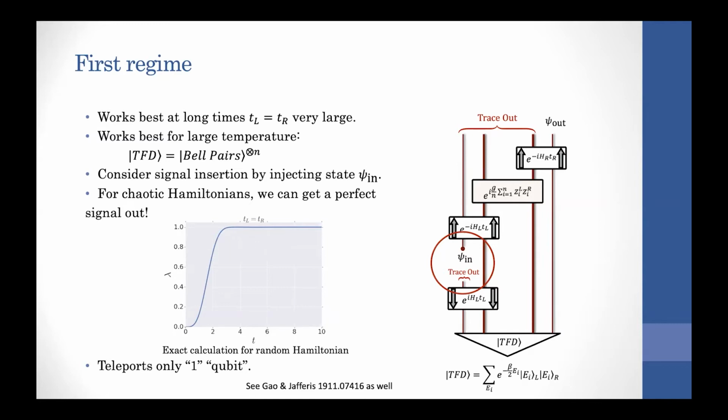And you can even see, for a non-holographic system, like a chaotic Hamiltonian, like a GUE ensemble, when you put random numbers in every matrix element, you see a good signal coming out after a certain time, after a scrambling time. But the downside of this regime of teleportation is that it can actually teleport only one qubit. So it is highly limited in capacity.